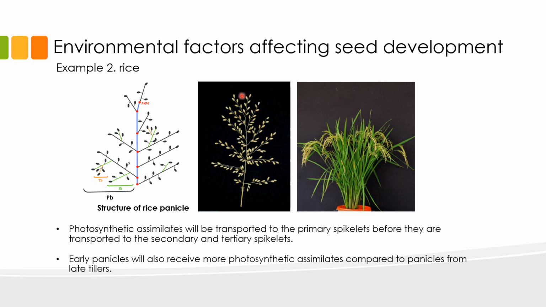Now let's take a closer look at the structure of the rice panicle. Within a panicle, we have a primary branch. This whole thing here is the primary branch. We also have a secondary branch, abbreviated here as SB, and a tertiary branch, abbreviated here as TB. During translocation, photosynthetic assimilates will first go to the primary spikelets in the primary branch before they are transported to the secondary and tertiary spikelets. Additionally, the panicles produced by the tillers that came out first will also receive more photosynthetic assimilates compared to panicles from late tillers.